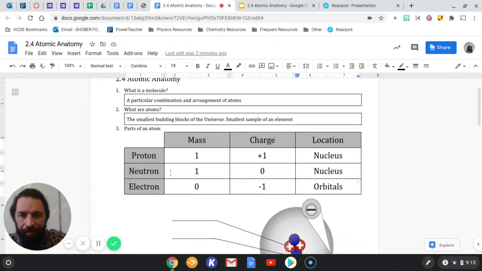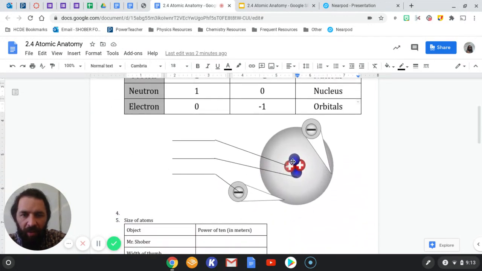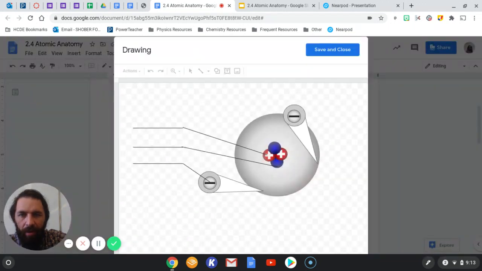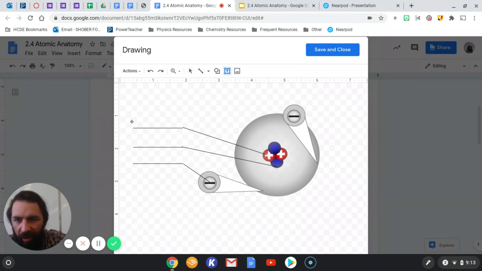So what you need to do, we've kind of done something similar to this before, but you're going to click on the picture, and then you're going to go to edit. Now, what I want you to do is you're going to make a text box on each of these little lines to say what it's pointing to. Okay, so to make a text box, you click this little T that says text box, and then I'm just going to click over here.